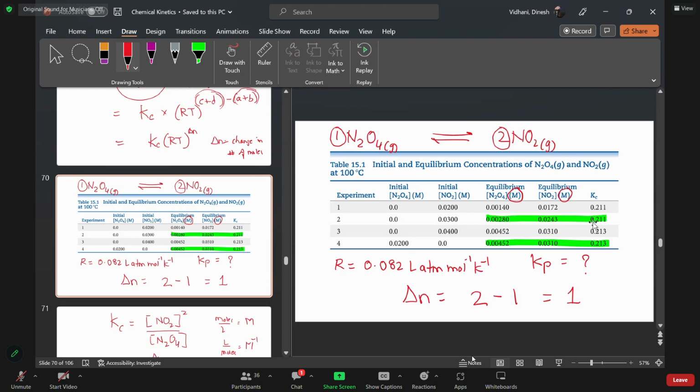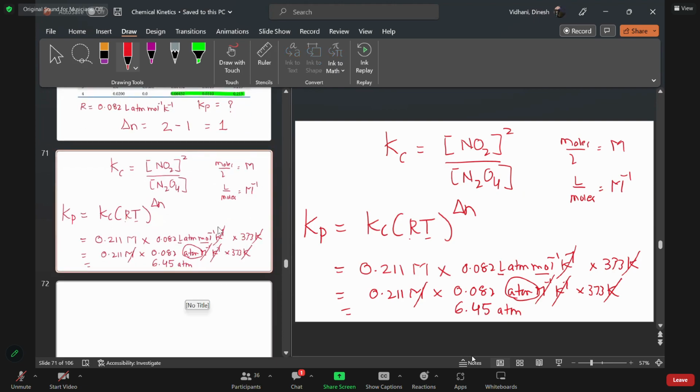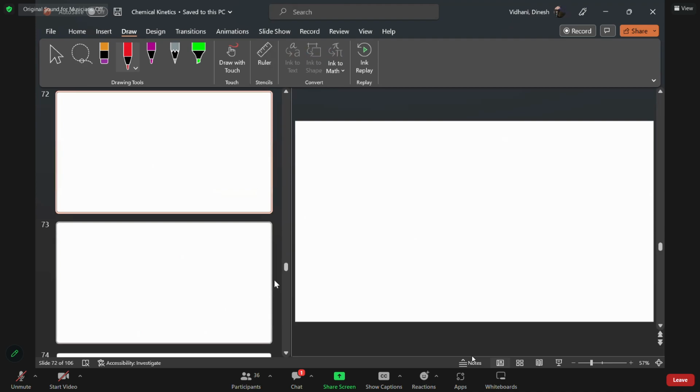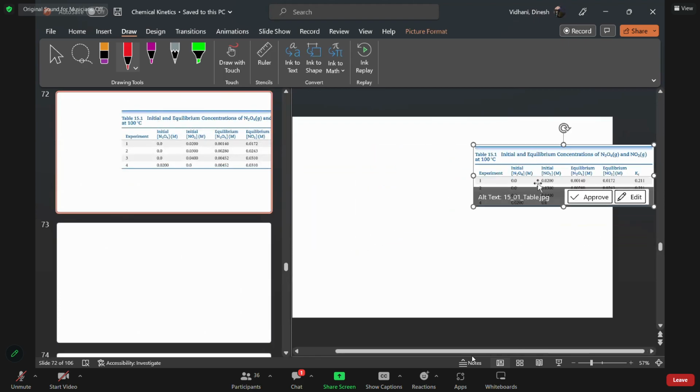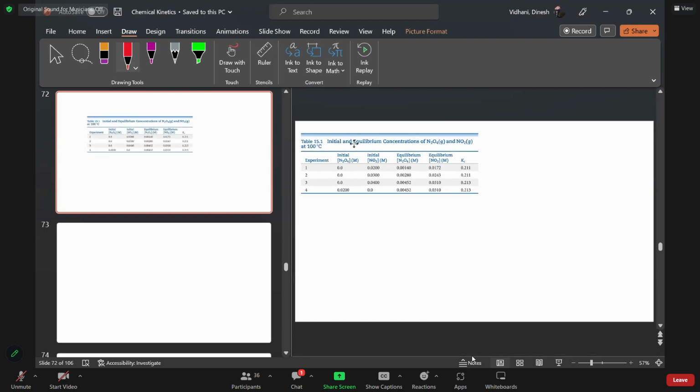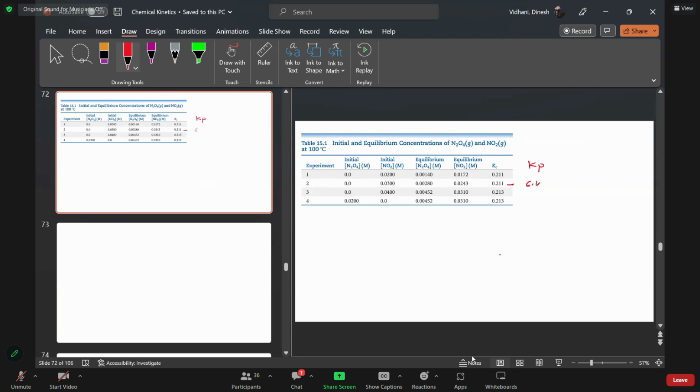So you're just doing it for experiment 2? Yeah, so the one in green. So for 2, we are using Kc 0.211. For 4, we are using 0.213. Did we use both in this equation or just one of them? No, only one by one, because we are finding it individually. Yeah, exactly. Okay, got it. If I write down here, when you find Kp for 0.211, you found 6.45 atmospheres. And for 0.213, you found 6.51 atmospheres.